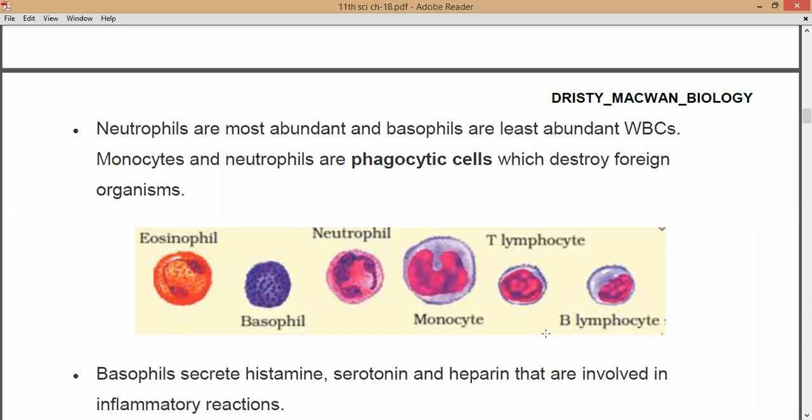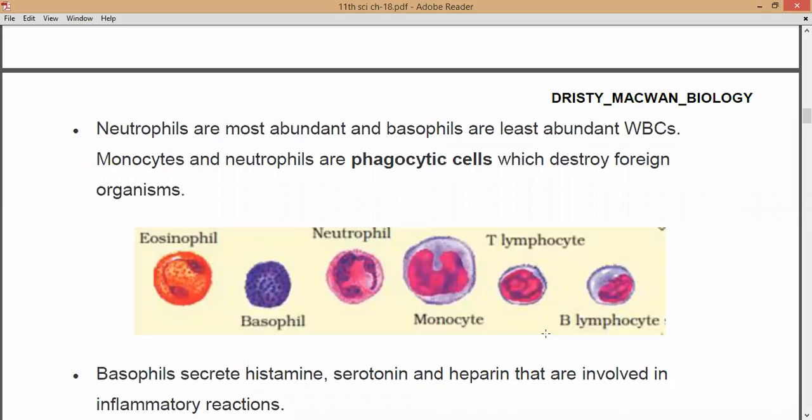Monocytes and neutrophils are the phagocytic cells, which destroy foreign organisms or foreign particles. That means they perform phagocytosis. Phagocytosis is simply said to be the hug of death. Why is it said to be the hug of death? Because when any foreign particle enters your body, neutrophils as well as monocytes engulf them. For this reason it is said to be the hug of death. So those are phagocytic cells.